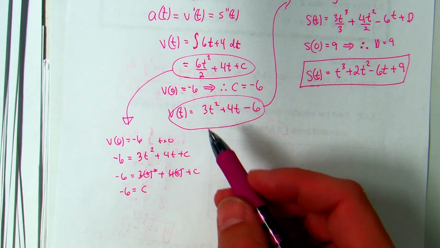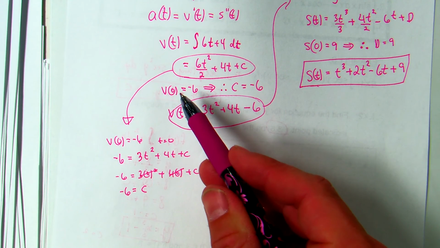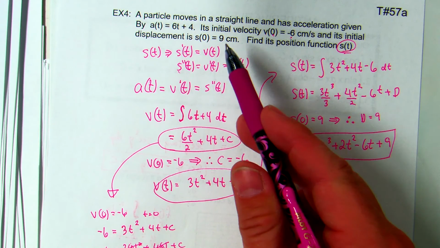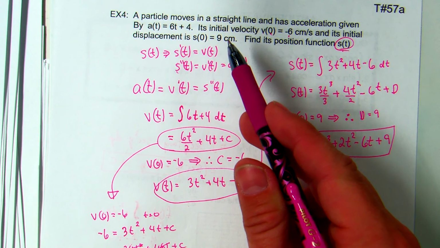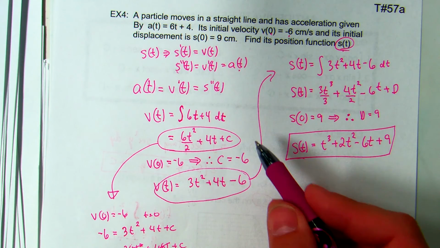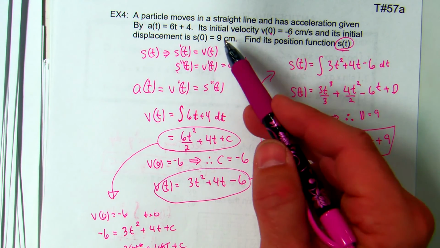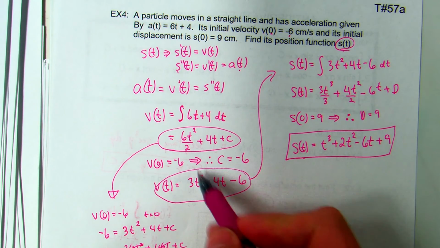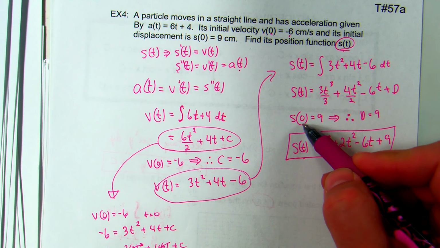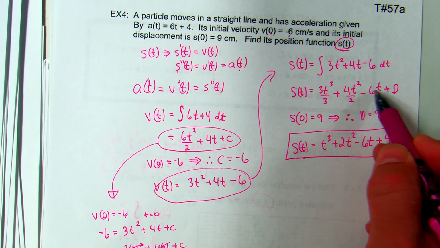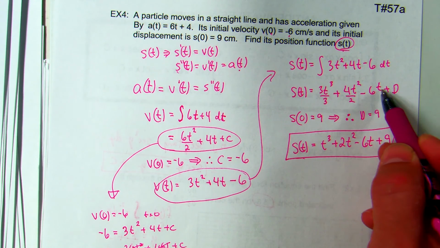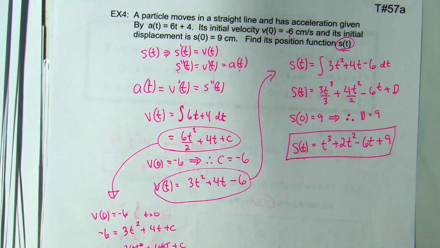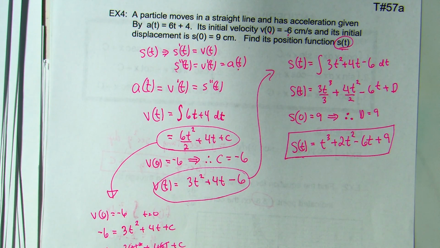So anytime you have a 0 given up here, you know that what's left is just the constant. The constant is going to equal whatever is given. Hopefully that answers your question there. And then again here, the same thing happens. We plug a 0 into the position function, it gets rid of all the t terms, and d has to equal 9. So that gives us all the pieces for the final position function.